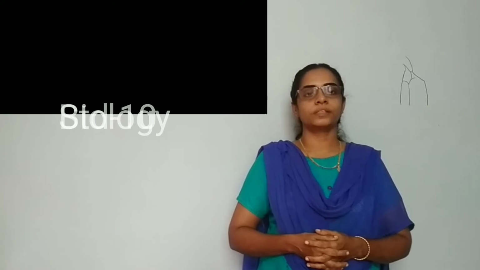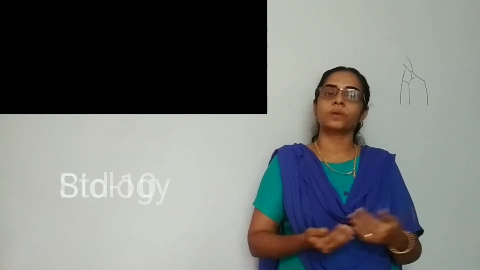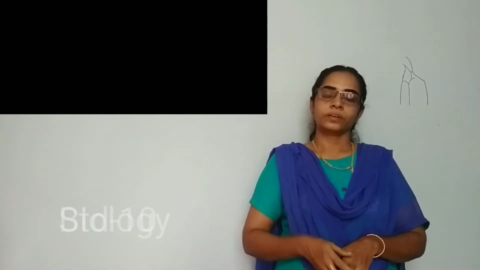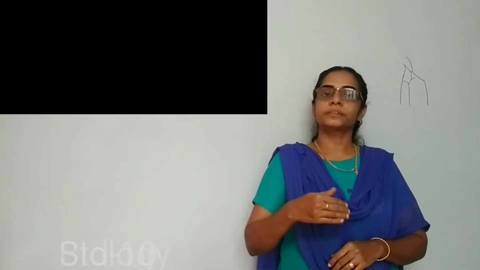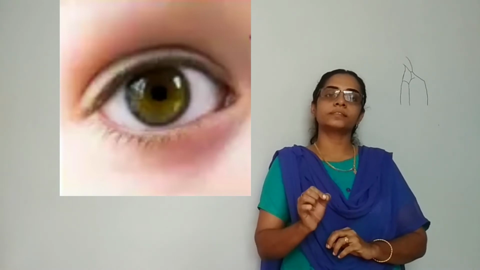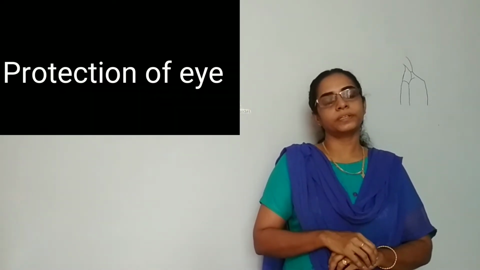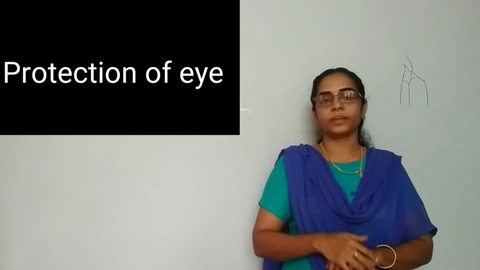In this class, we are discussing one of the important sense organs. All sense organs are very important because they receive stimuli from our surroundings. So here we will discuss our eyes. First of all, let's discuss how eyes are protected. Eyes are protected in different ways.